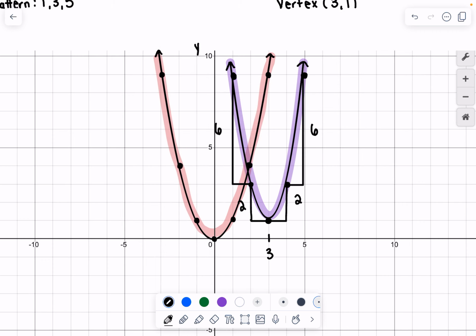We won't do a whole lot of negatives just for time's sake, but this is a good worked example of the transformations of graphs.